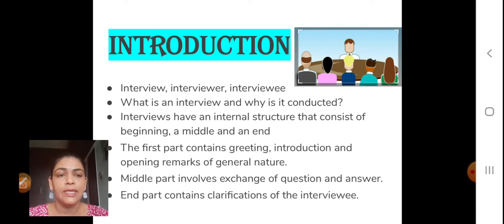End part contains clarifications of the interviewee. Now, while concluding an interview, it is really essential to note that if an interviewee has some questions or clarifications, then the interviewee can feel free and ask questions if required. If not, then this last part just includes a simple comment from the interviewer.